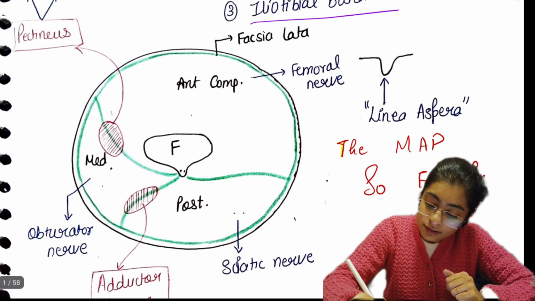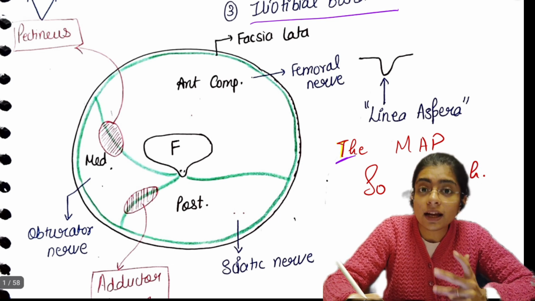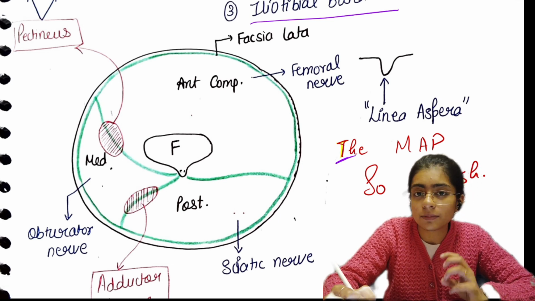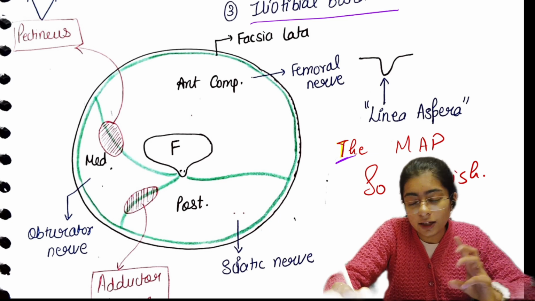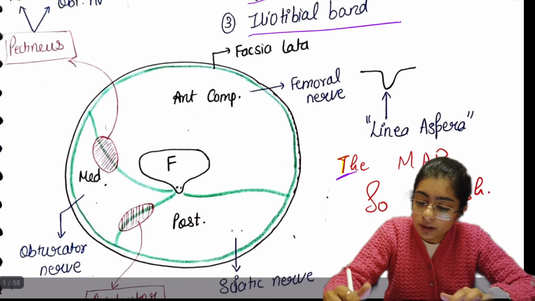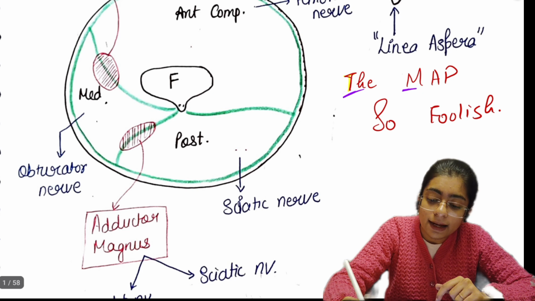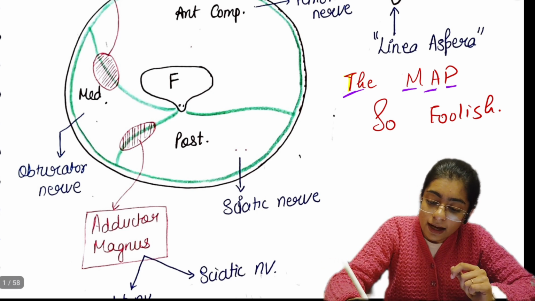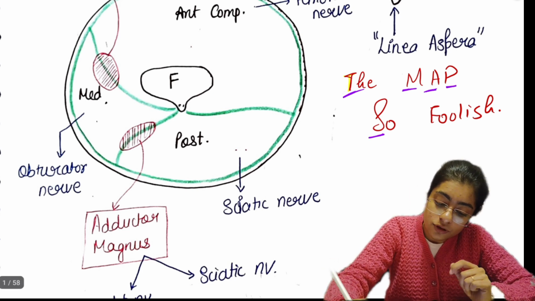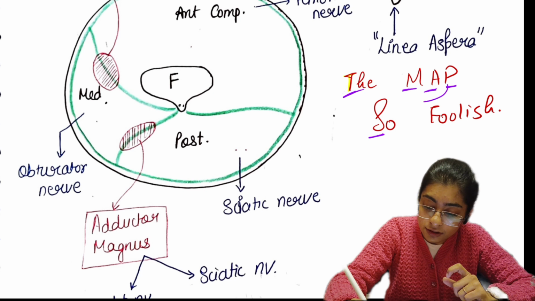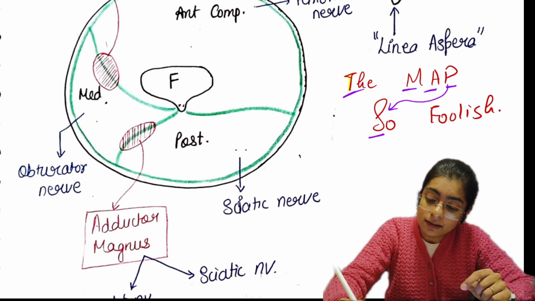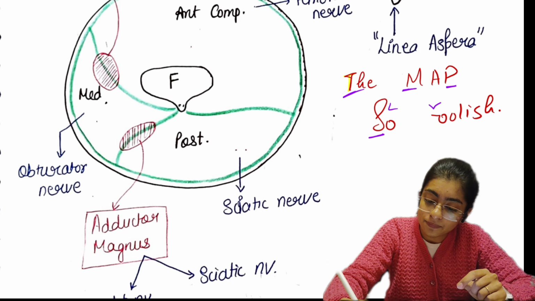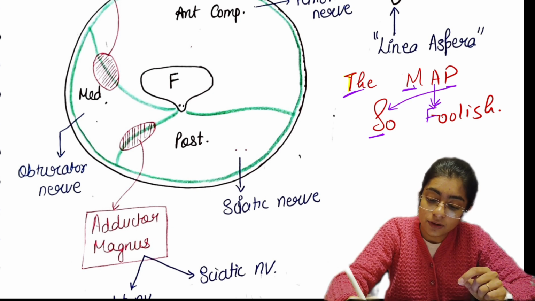So here is the thigh. The thigh has three compartments. The leg also has three, but here the thigh has three compartments. And what are those three? The medial, anterior and posterior. The posterior compartment nerve is the sciatic nerve, the anterior compartment nerve is the femoral nerve, and the medial compartment nerve is the obturator nerve.